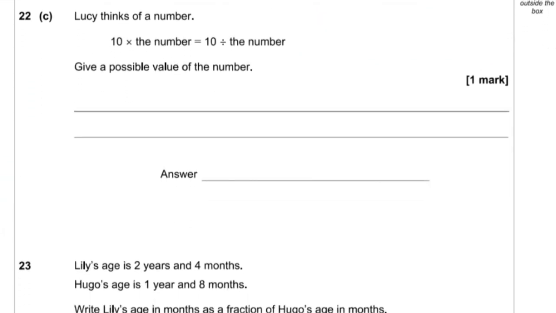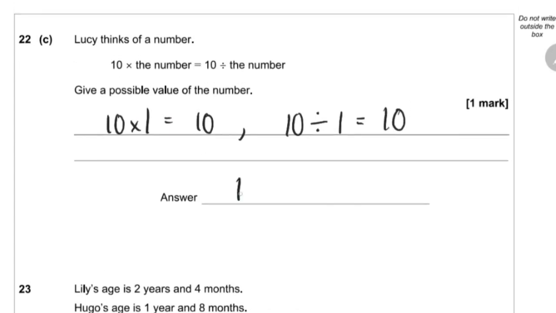Okay, question 22c. Lucy thinks of a number. 10 times the number is equal to 10 divided by the number. Give a possible value of the number. The first thing that comes to mind to me is the number 1. So if you do 10 times 1 equals 10, and 10 divided by 1 is still equal to 10. So let's go for 1.